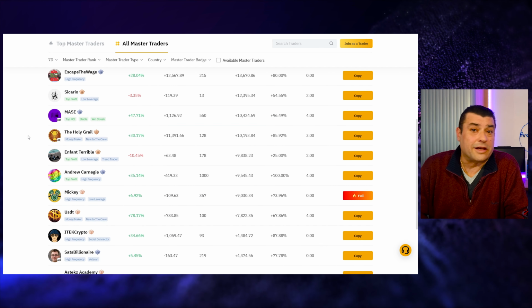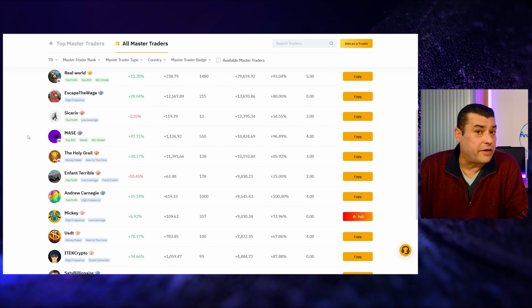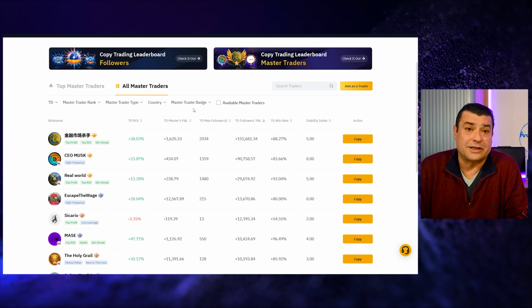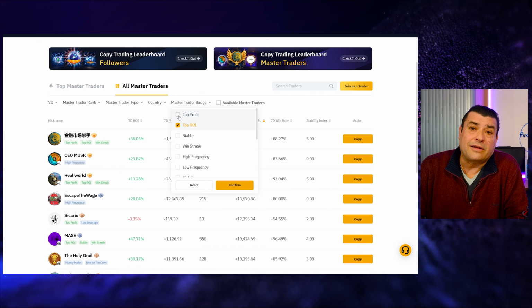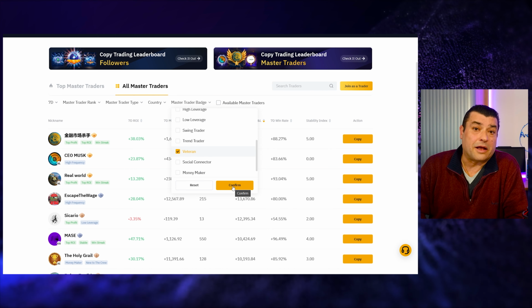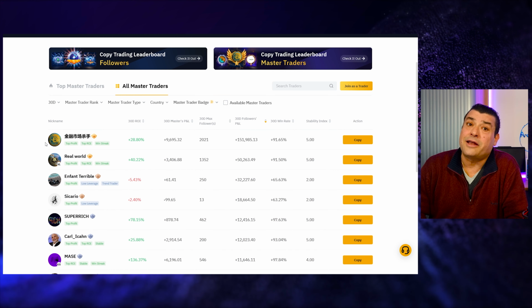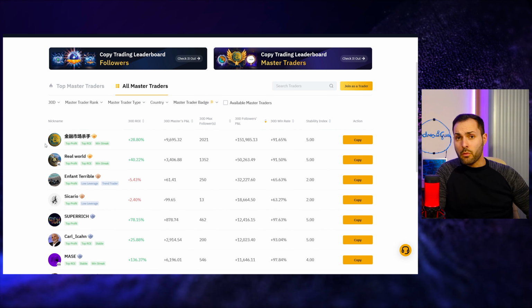In order to find the best traders to copy, it's important to consider their overall rank, performance and history. By selecting top ROI and top profit, we can filter out traders who may have had a shorter history. Additionally, selecting veteran can help you ensure that traders have a long history of consistent success. This way, we can see a clearer list of traders we can potentially copy.